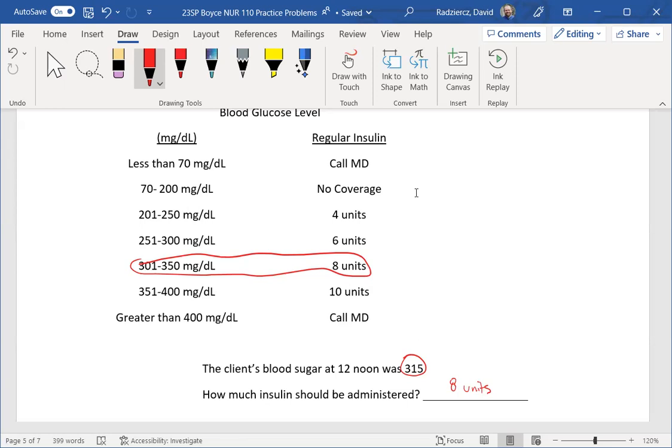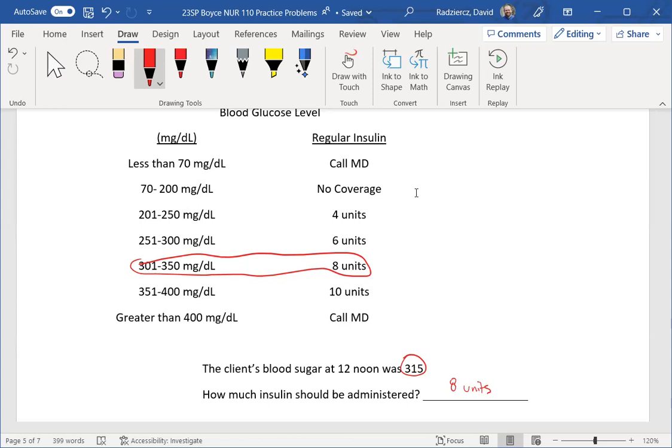I think there's a lot more value in when you were learning how to draw it out for the actual product. This is just, can you read the order and administer the correct amount and be able to pick that out. So if I give you 315, you're not going to tell me it's 10 units. You're not going to tell me it's 4 units. You're going to look at the table and see that it's 8 units is what you're to administer. Okay, thank you. You're welcome.